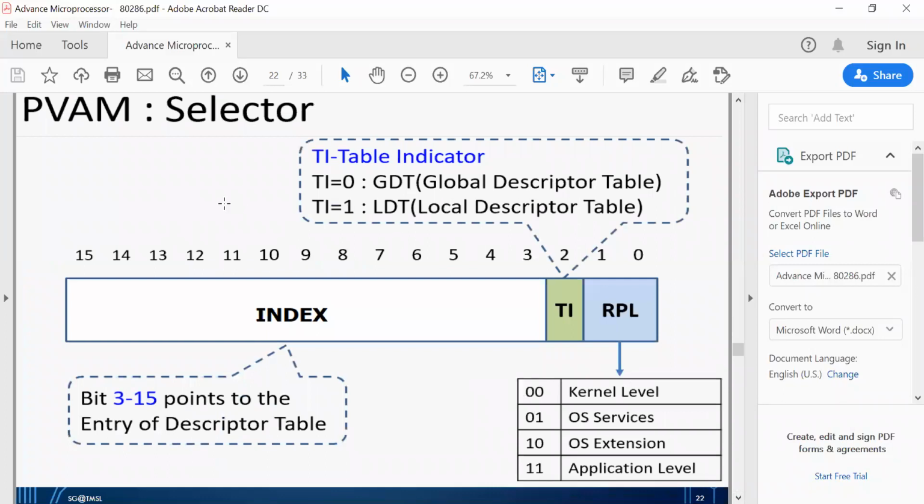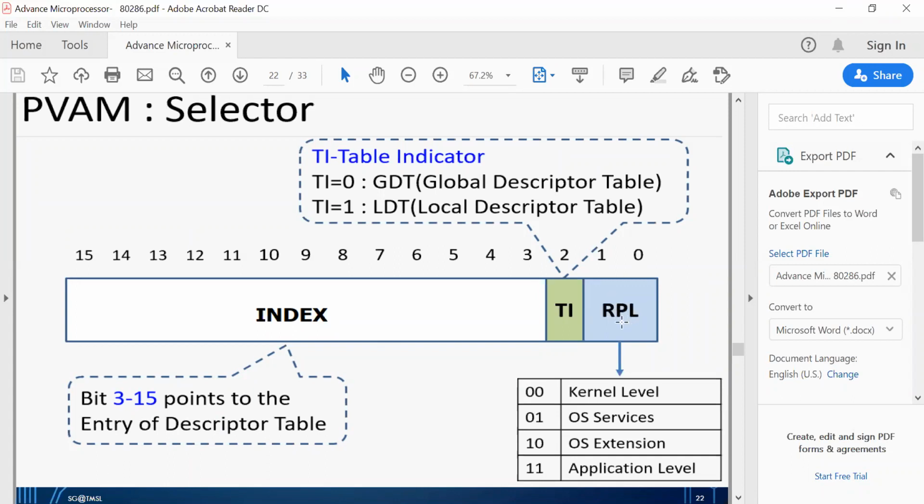Now here are the selector bits, and how the selectors are used. The contents of the segment registers are known as selectors. The selector contains three fields. In the 16-bit format, the 2-bit field, D0 and D1, is called the RPL field, which is the requested privilege level.